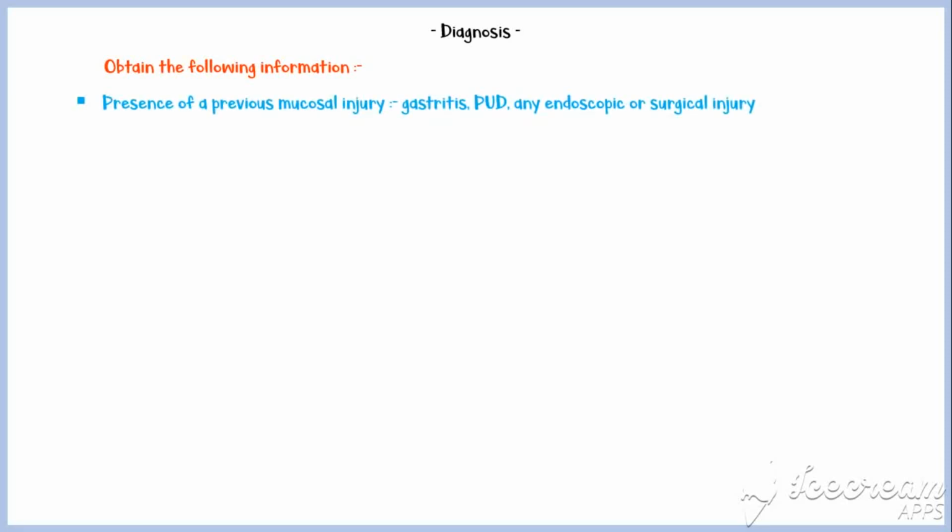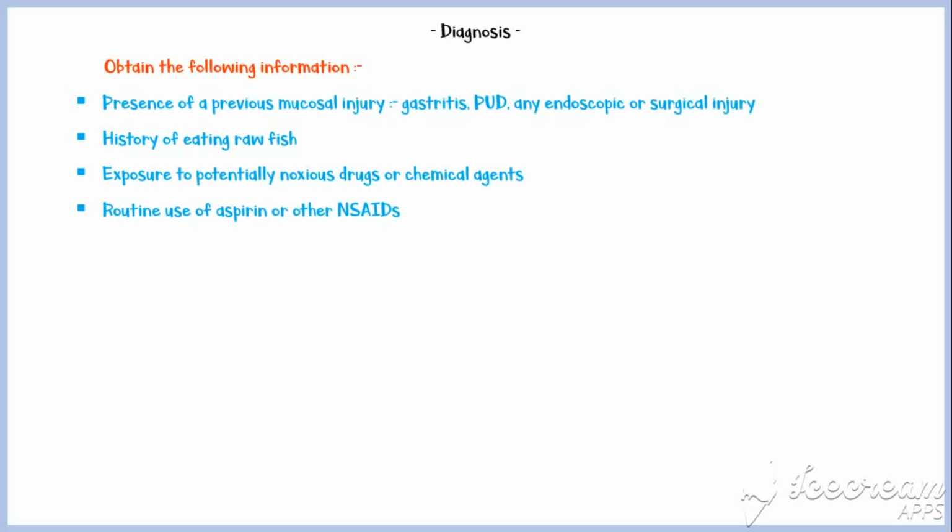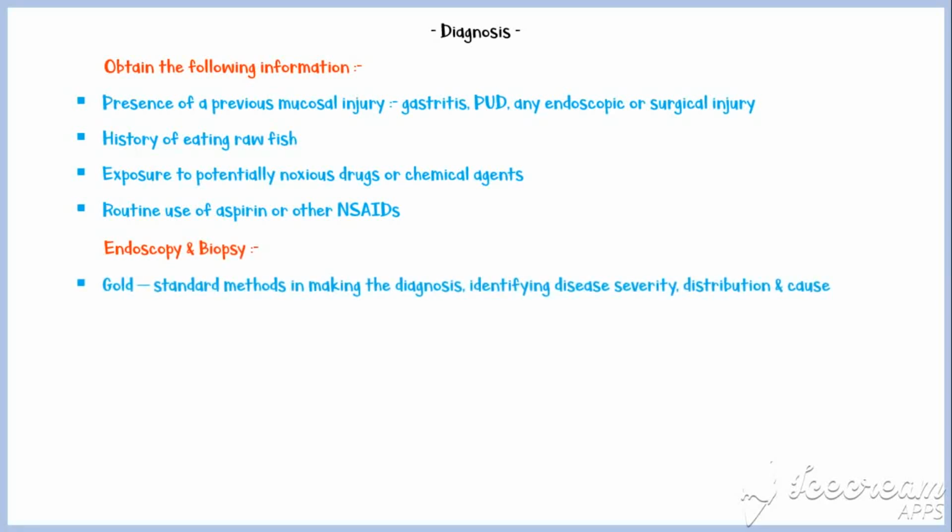Now let's discuss the diagnosis of acute gastritis. Obtain the following information and history if possible. Presence of a previous mucosal injury, such as gastritis, peptic ulcer disease, or any endoscopic or surgical injury, history of eating raw fish, exposure to potentially noxious drugs or chemical agents, and routine use of aspirin or other non-steroidal anti-inflammatory drugs. Endoscopy and biopsy are considered the gold standard methods in making the diagnosis, identifying disease severity, distribution, and the cause.